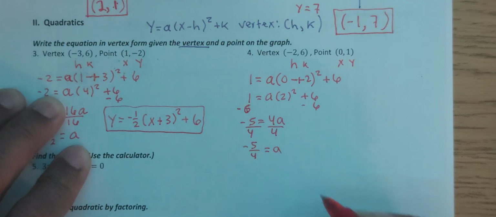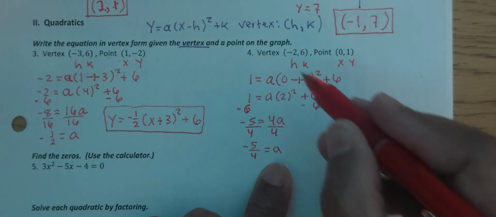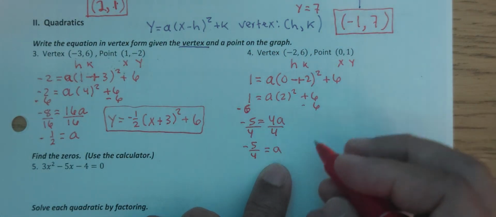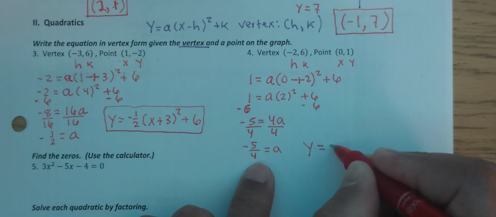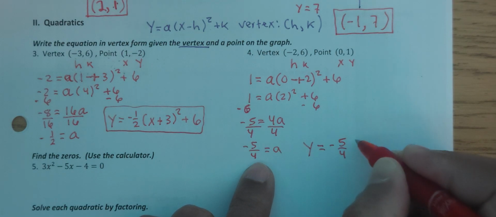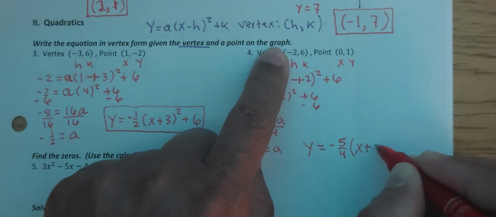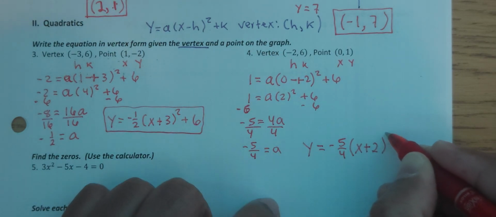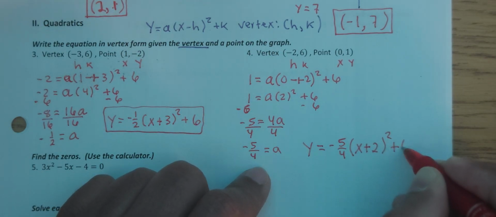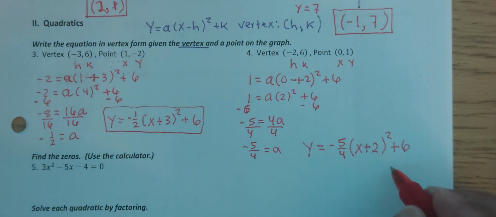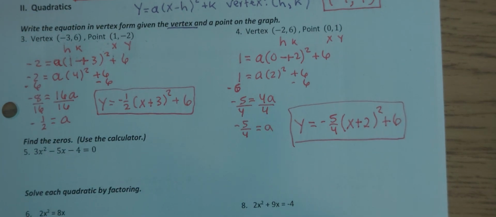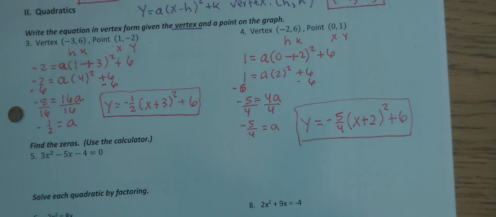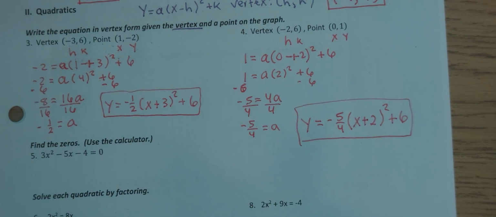Then since I'm trying to find the value of a, I'm going to divide by 4, which means -5 fourths is equal to a. So once we know the value of a, we can use the given vertex here and write an equation for this parabola. So a is -5 over 4, open parentheses, x minus h, which is -2, so plus 2 squared, plus 6, and this is the equation for that parabola. So I hope this is not too bad. I know you've done this before, and hopefully it'll come back.